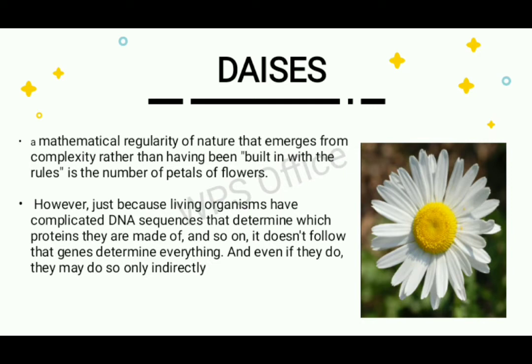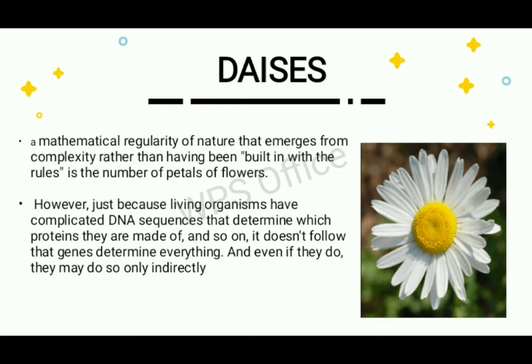The majority of plants have a number of petals taken from the series 3, 5, 8, 13, 21, 34, 55, and 89. The view of conventional biologists is that the flower's genes specify all such information. However, just because living organisms have complicated DNA sequences that determine which proteins they are made of and so on, it doesn't follow that genes determine everything. And even if they do, they may do so only indirectly. For example, genes tell a plant how to make chlorophyll, but they don't tell the plants what color the chlorophyll has to be. If it's chlorophyll, it's green.